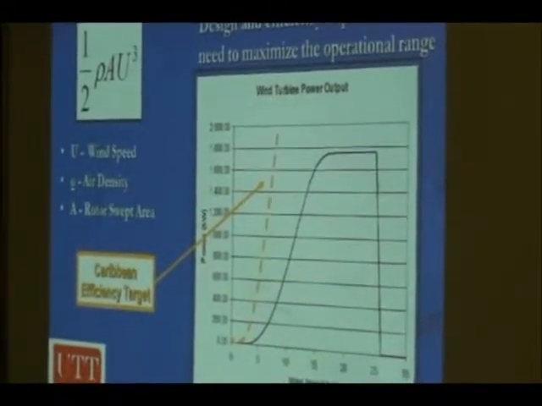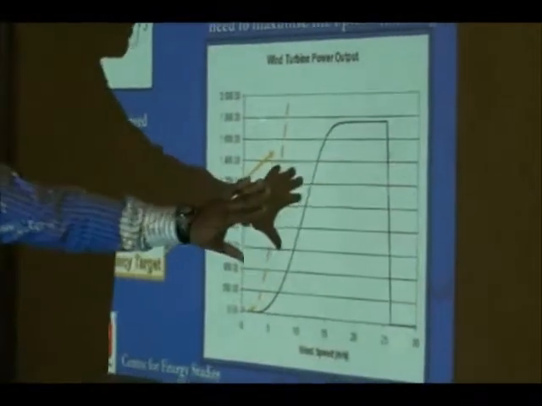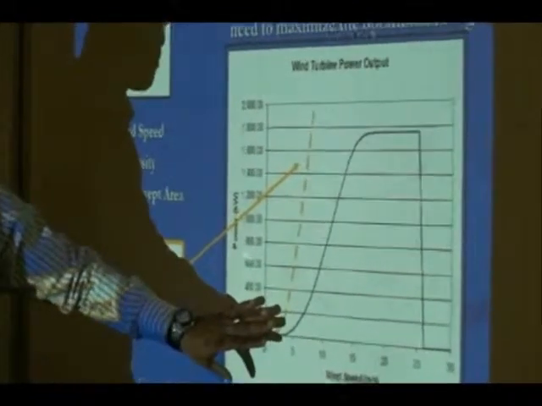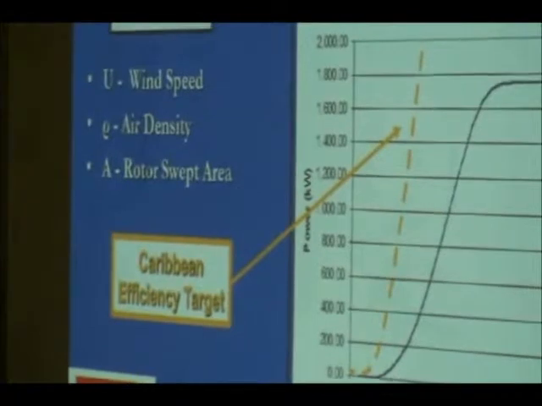What we are looking to do for the Caribbean is to take a standard turbine and increase the efficiency closer to the left, where we have greater power being generated at lower wind speeds.